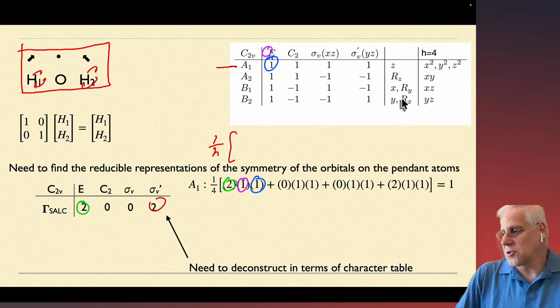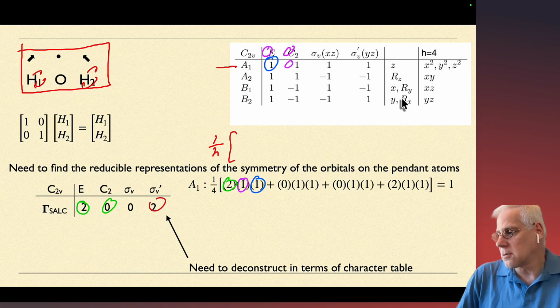Okay, so we have 2 times 1 times 1. That gives us 2. And then our next one, notice that for C2 we have 0. So that gives us a 0. And then a 1 and a 1. Oh, that should be blue.